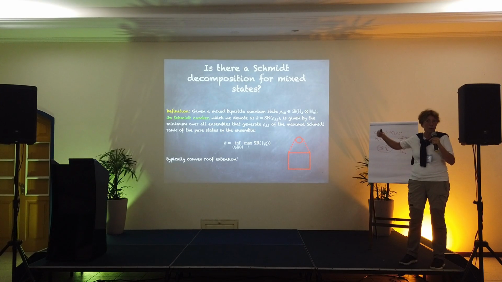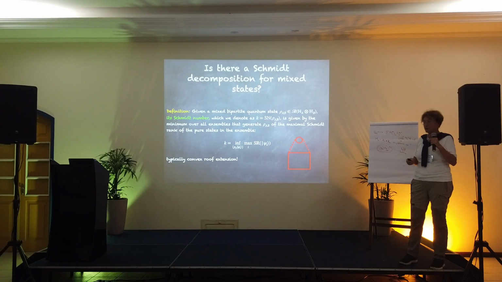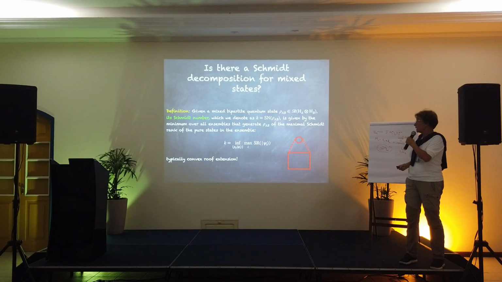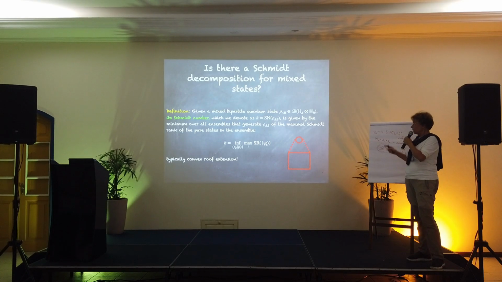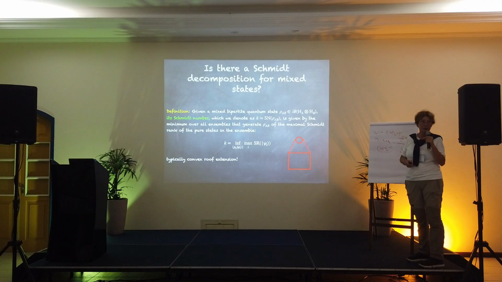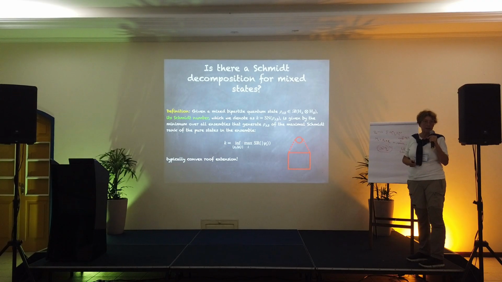One set with one point that doesn't belong to that. I cannot join it in another way. I can't join it like that, because it will not be convex. If I do something like that here, it will not be convex. So now I do the following. Given a mixed bipartite quantum state, I'm going to define its Schmidt number, and I'm going to do it with this convex extension.